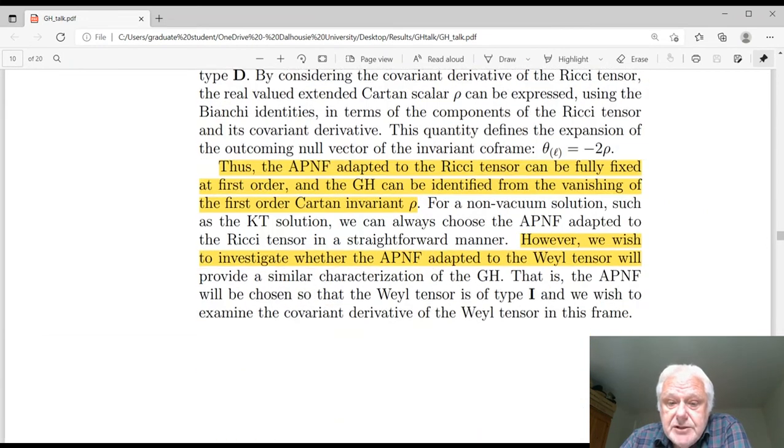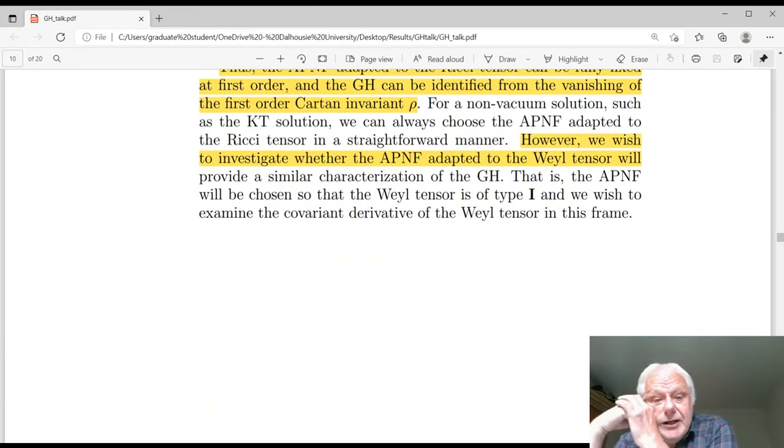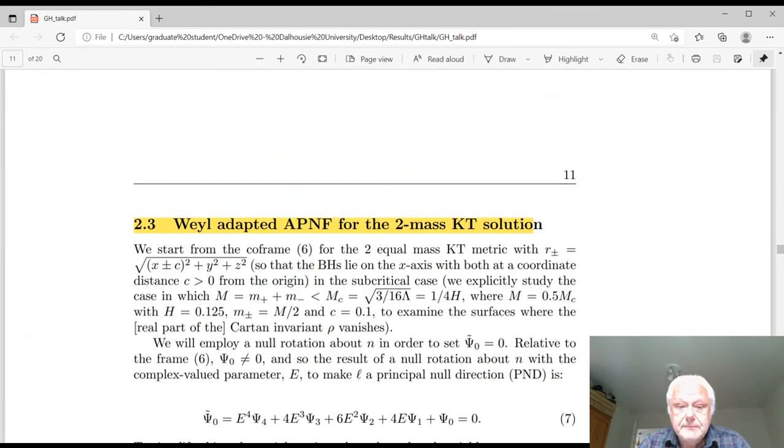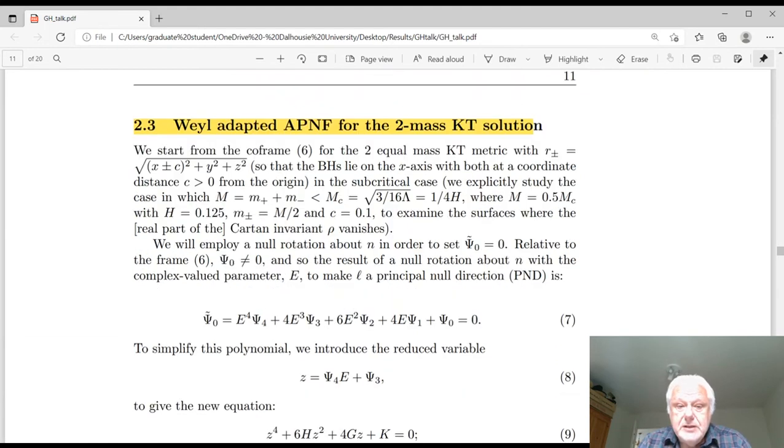But this is a very artificial example, and we would like to at least be able to reproduce these results with the frame adapted to the Weyl tensor, which will be a precursor to looking at more general black hole merger spacetimes. Here's a very brief overview of how you do the adaptation of the frame. This is basically the algorithm, if you will, for finding this preferred frame in which to do calculations.